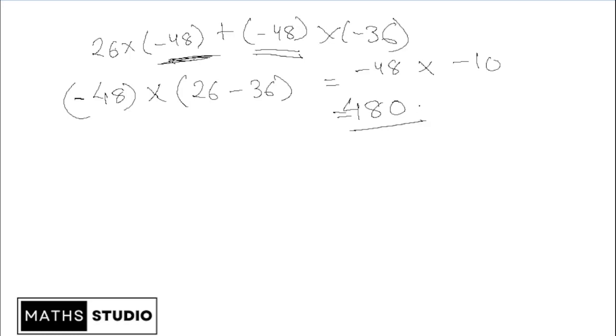So similarly for question number B, 8 into 53 into minus 125. So basically we need to multiply all three of them. So we are going to use the commutative property, that in whatever order you multiply, the result will not vary. Okay. Question number C, it is 15 into minus 25 and minus 4 into minus 10.